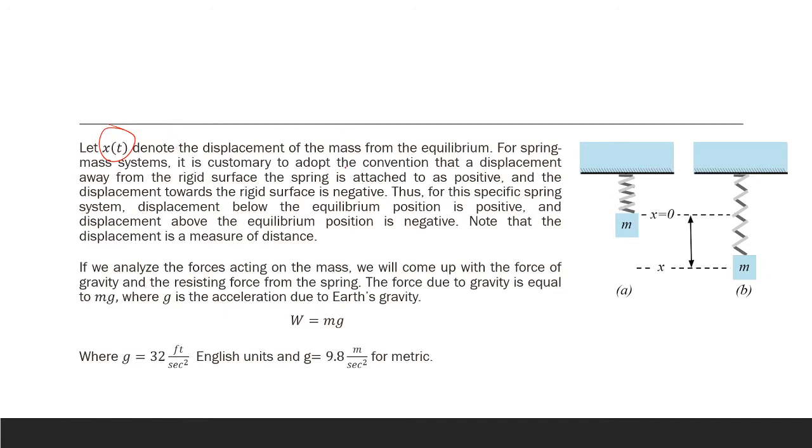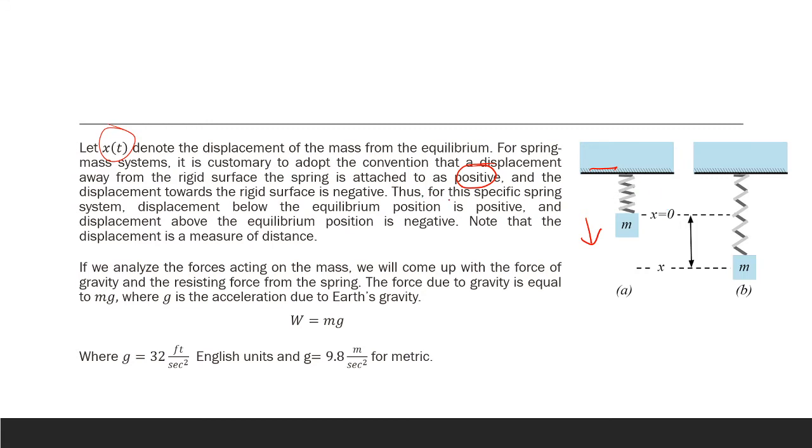So for spring mass system, it is customary to adopt the convention that is displacement away from the rigid surface. If this is your rigid surface, displacement away from that surface is positive. And displacements toward the rigid surface is negative. So, kapag pababa ang movement, that's positive. Kapag pataas, that is negative naman.